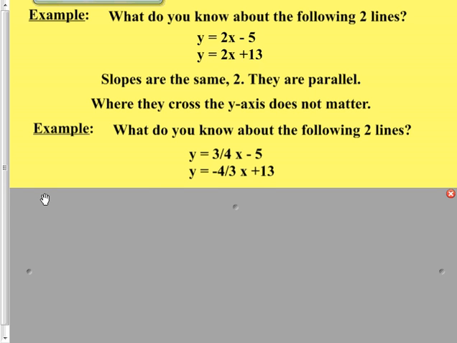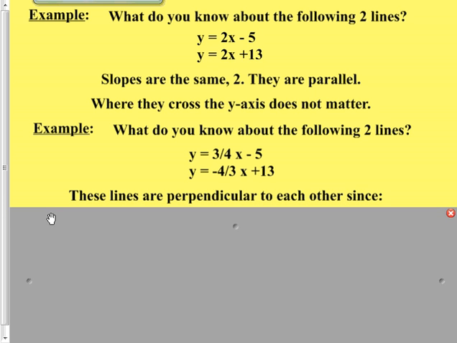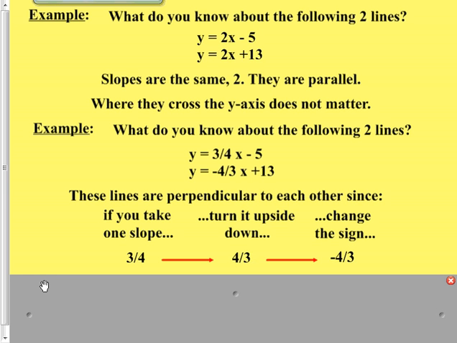Okay, but let's have a closer look at these two fractions. These two slopes are going to be perpendicular. These two lines are going to be perpendicular to each other. And here's this negative reciprocal thing again. If you take one of the slope values, turn it upside down, and change the sign. Let's see what happens.